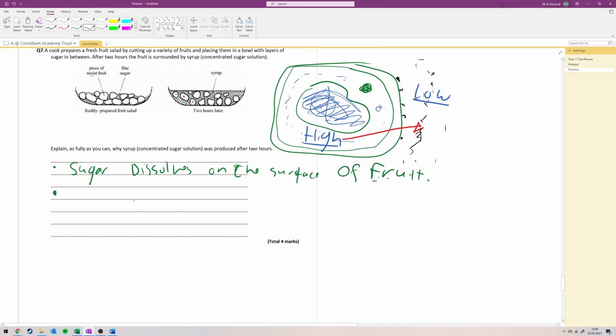Now, you can either say, because in the mark scheme it says the solution is more concentrated than the solution inside the fruit, that is talking about the solute concentrations. That is talking about the concentration of sugars. There's a higher concentration of sugars on the outside than the inside, so the water tries to equalize that. I prefer to talk about the water concentration, so I'm going to say there is a lower water concentration on the outside compared to the inside.